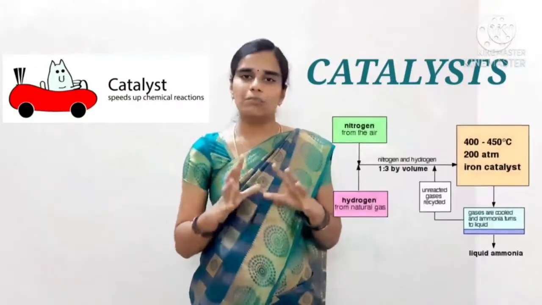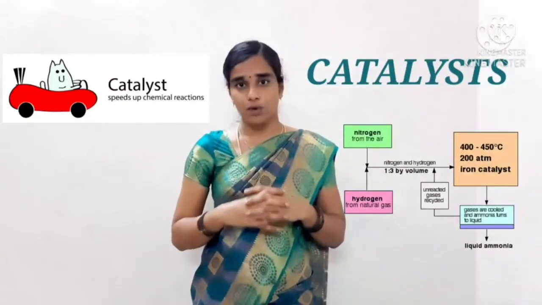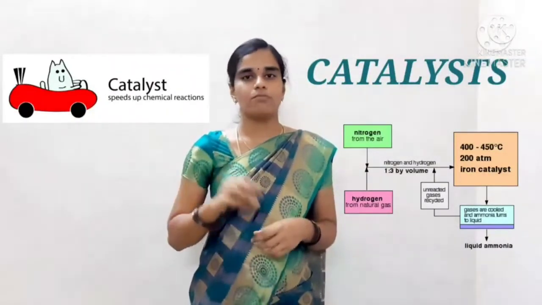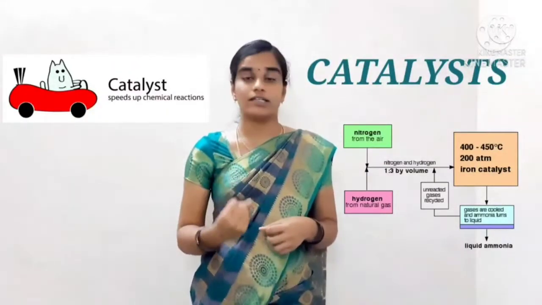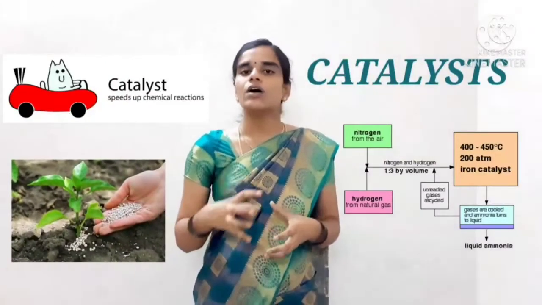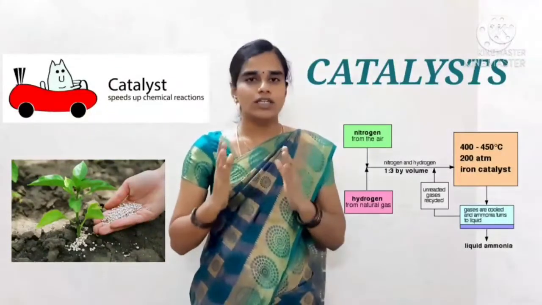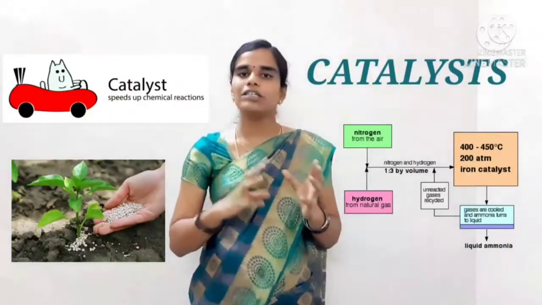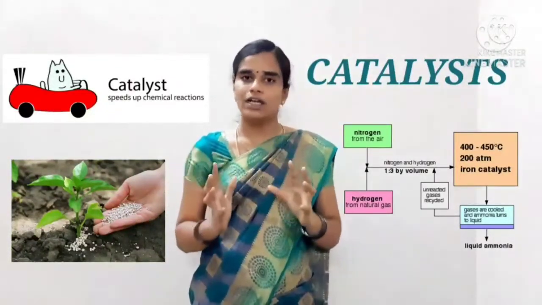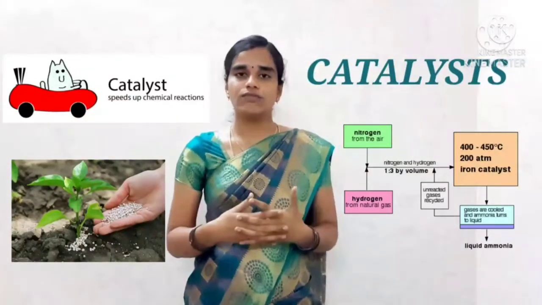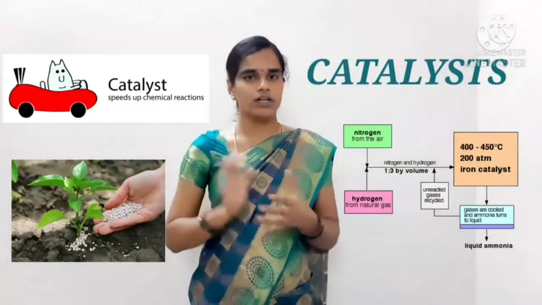For example, Haber's process. Haber's process is used for the preparation of ammonia, because ammonia is a rich nitrogen fertilizer. So Haber's process is a very important chemical process. Nitrogen and hydrogen in a 1:3 ratio combine to form ammonia. In that reaction, solid iron is used as a catalyst, which is very much used for increasing the speed of the reaction.